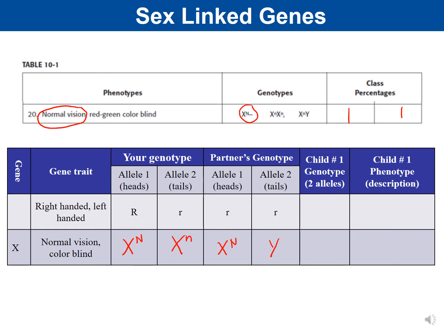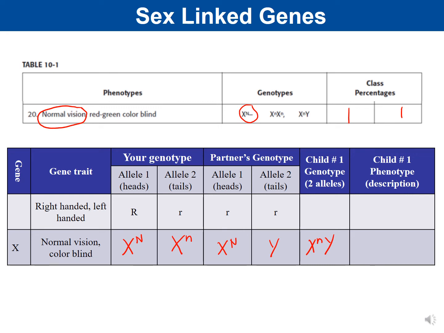Or if my female partner was colorblind, right? If my female partner was colorblind, then I would make her X little n Y. And again, I don't put an allele on the Y chromosome. So you would flip your coin. So let's say I got tails first for me and tails again for my partner. My genotype that I would write, X little n Y.